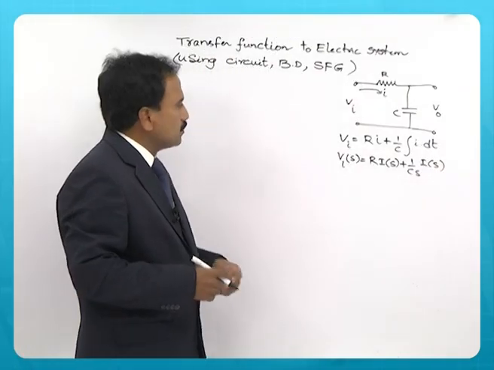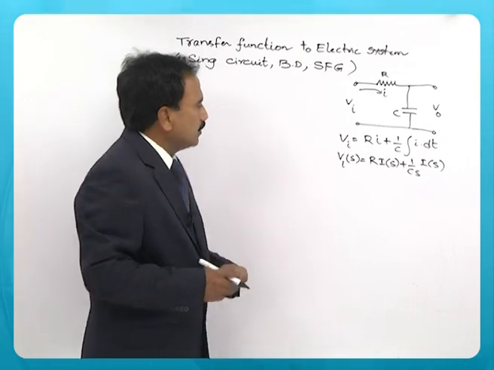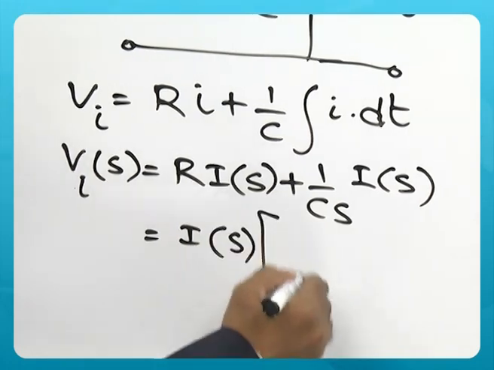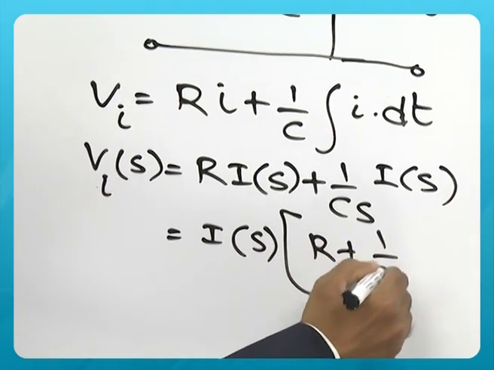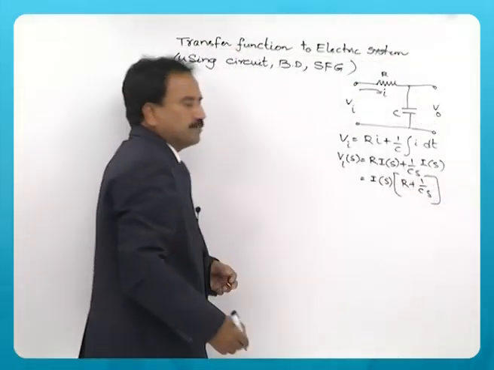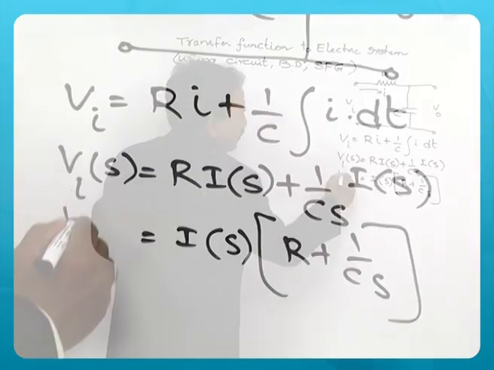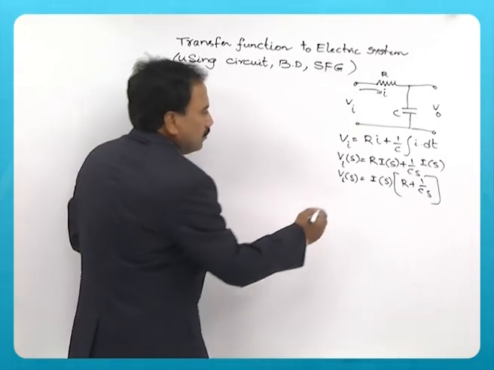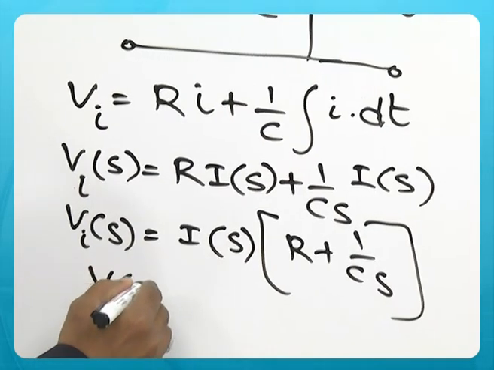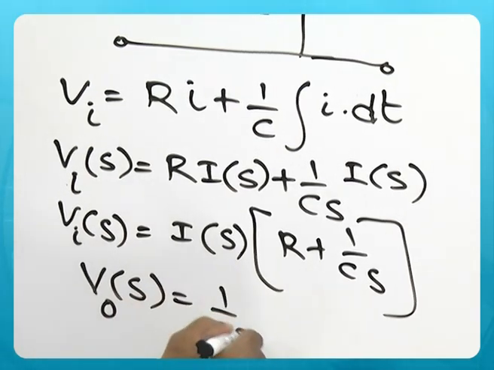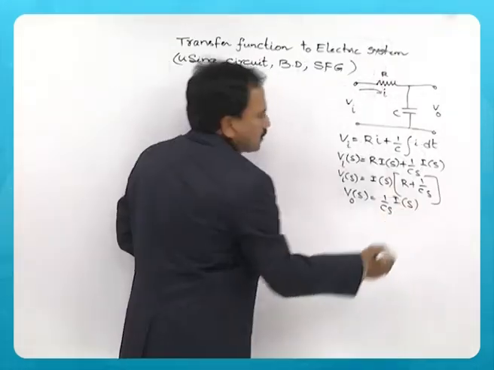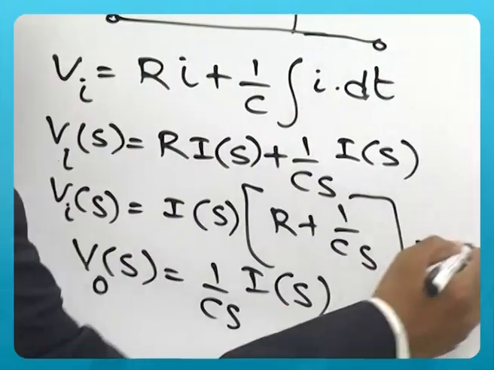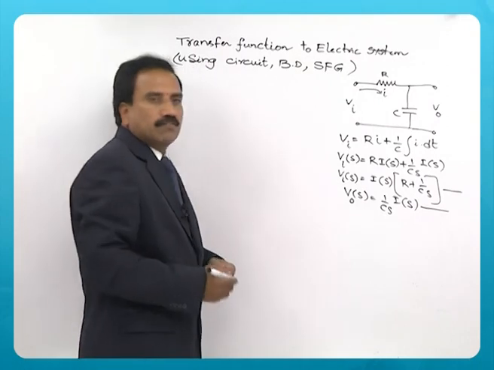When you apply the Laplace transform, you get I of s into R plus 1 by Cs, which equals the input equation Vi of s. Similarly, the output equation can be written as V0 of s is equal to 1 by Cs into I of s after applying the Laplace transform. So this is the input equation and this is the output equation.